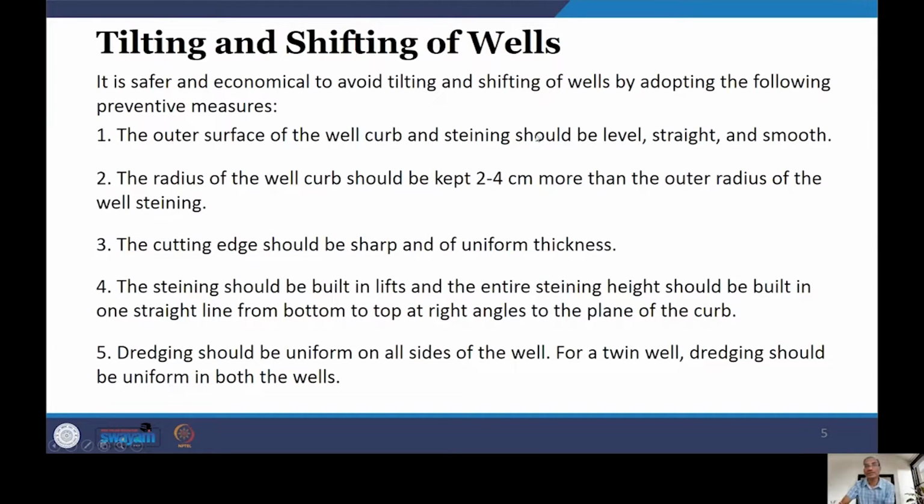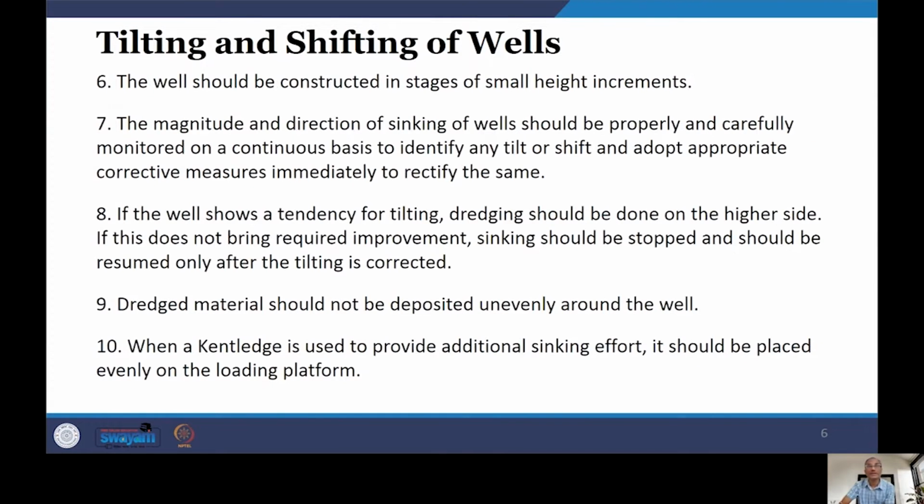The cutting edge should be sharp and of uniform thickness. The steining should be built in lifts and the entire steining height should be built in one straight line from bottom to top at right angles to the plane of the curb. Dredging should be uniform on all sides of the well. For a twin well, dredging should be uniform in both the wells.